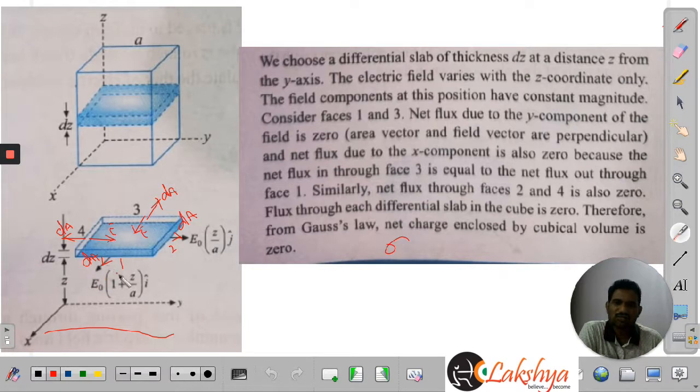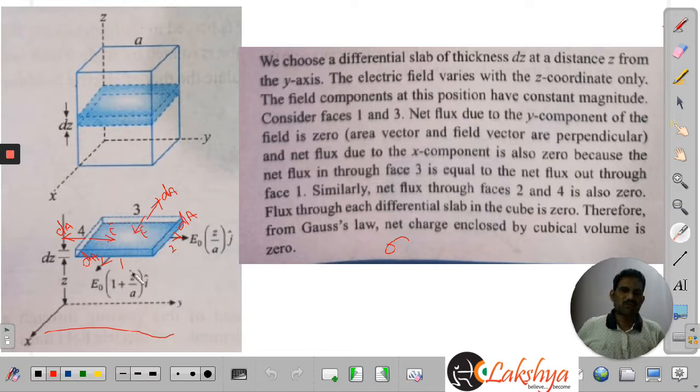So this flux means we need to multiply these two values here, which gives a positive value. That flux is positive because dA and E bar are in the same direction. Now for the opposite phase, phase 3, the electric field will be along this direction and the dA value will be along this direction, so they are opposite each other.